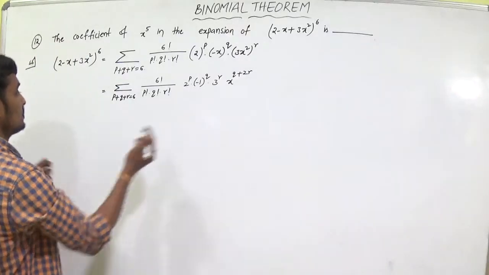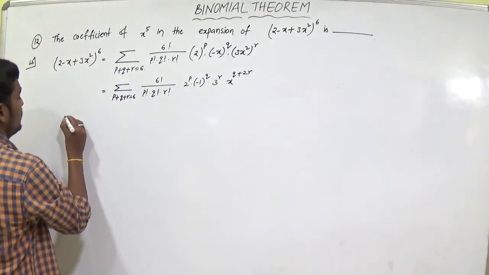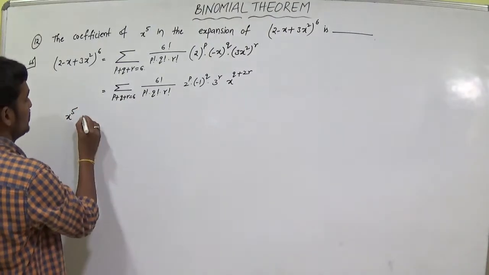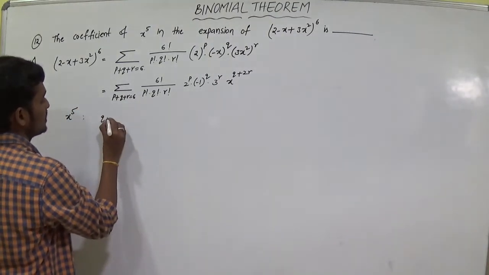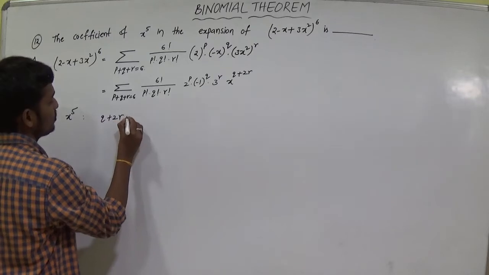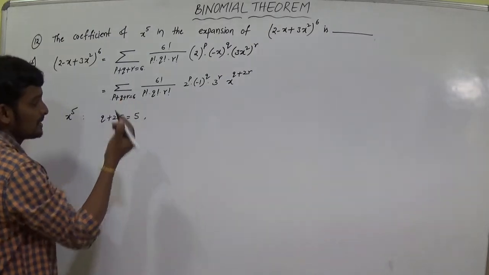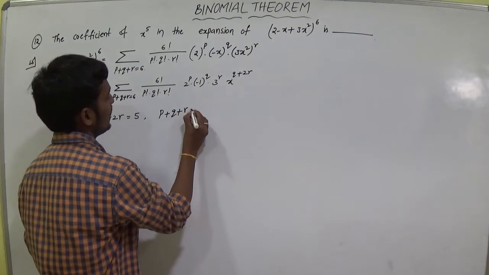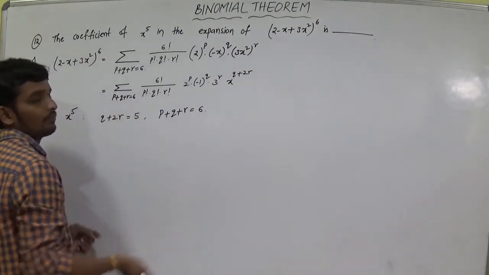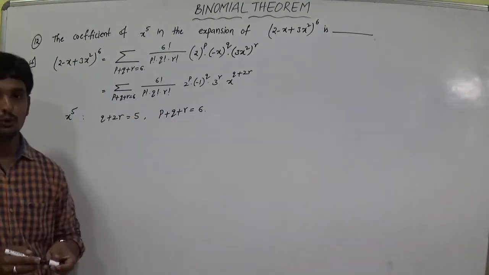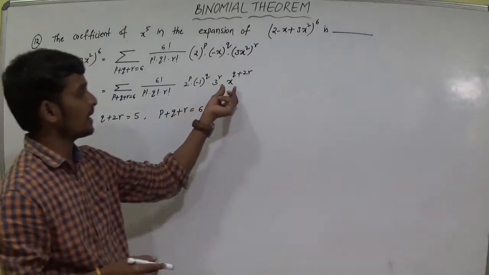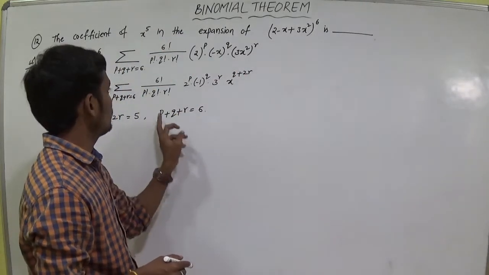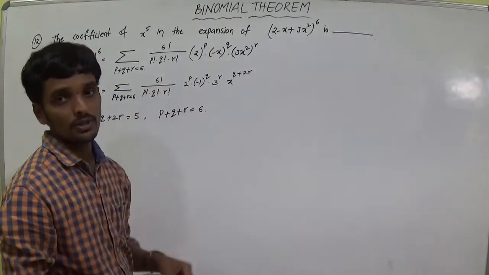In this problem, they want x to the power of 5. That means they are asking for the coefficient of x to the power of 5. For x to the power of 5, we have to equalize: q plus 2r is equal to 5. But we also have p plus q plus r is equal to 6. Already we have this. Observe: q plus 2r is equal to 5, because they are asking for the coefficient of x to the power 5. So q plus 2r must be 5, and p plus q plus r is equal to 6.